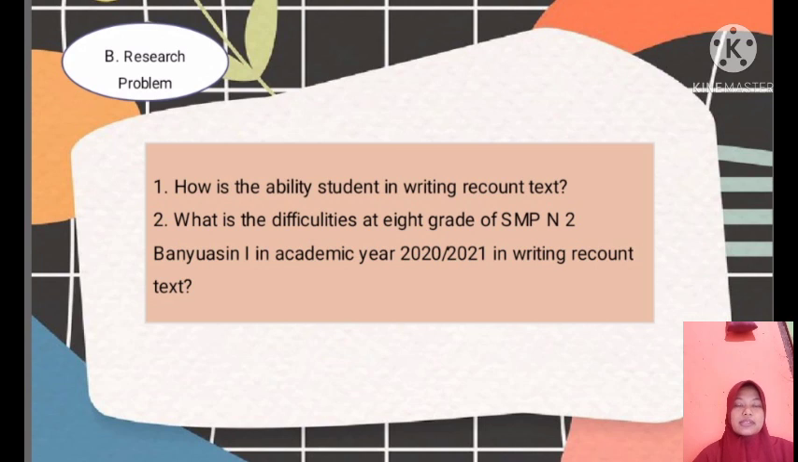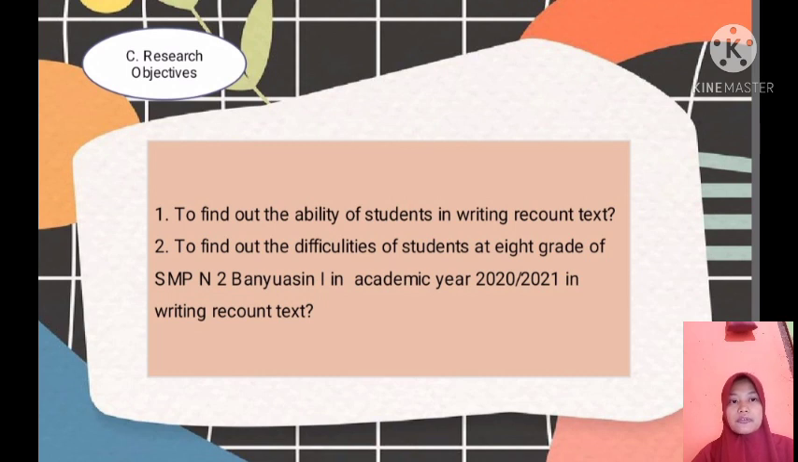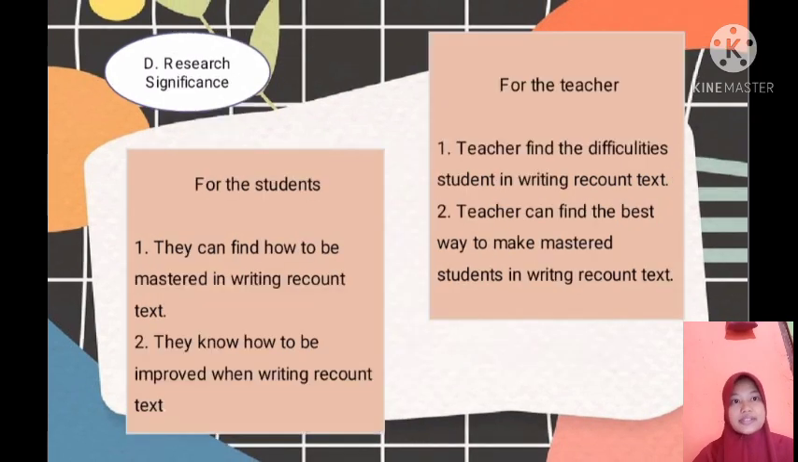Okay, I will explain my research problems. My research problem is how is the ability of students in writing recount text. The second, what are the difficulties in 8th grade of SMP Negeri 2 Banyuasin 1 in academic year 2020 and 2021 in writing recount text. And then my research objective is, the first, to find out the ability of students in writing recount text. And the second, to find out the difficulties of students in 8th grade of SMP Negeri 2 Banyuasin 1 in academic year 2020 and 2021 in writing recount text.